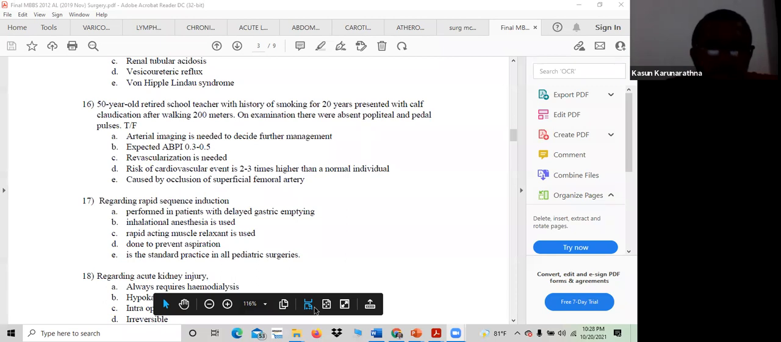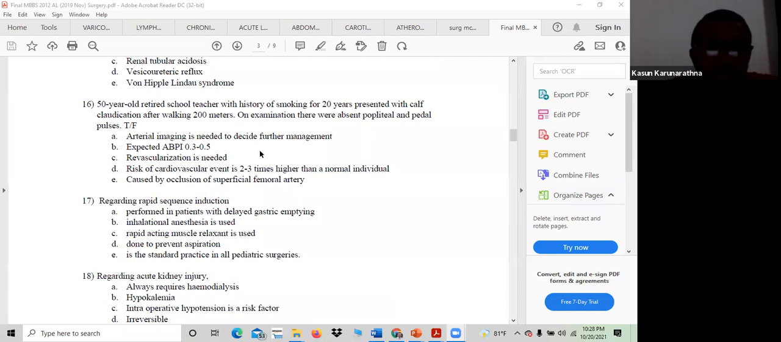Arterial imaging is needed to decide further management. Expected ankle blood pressure index is 0.3 to 0.5. B. False. Yes, it's critical limb ischemia level. Here he is having intermittent claudication with possible disabling, right? Disabling at 200 meters. Revascularization is needed. True if it is 2B, yes.